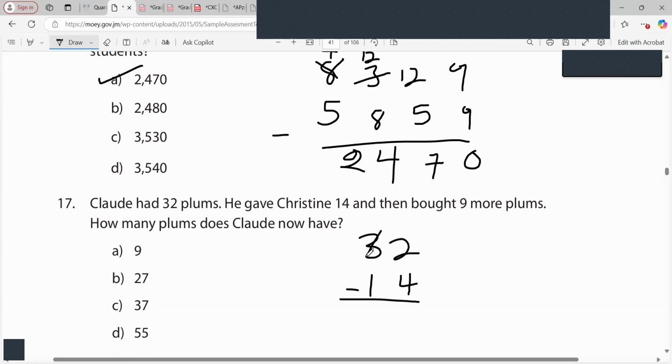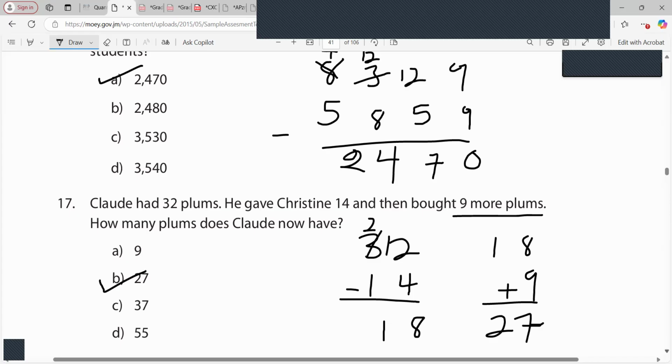2 from 4, we have to borrow from here, which leaves 8. 1 from that leaves 1. So you know it's 18, but then he went ahead and bought 9 more. So we're going to add the 9 to the 18 that he already has. And of course, 9 plus 18 will give us 27. So Claude has 27 plums.